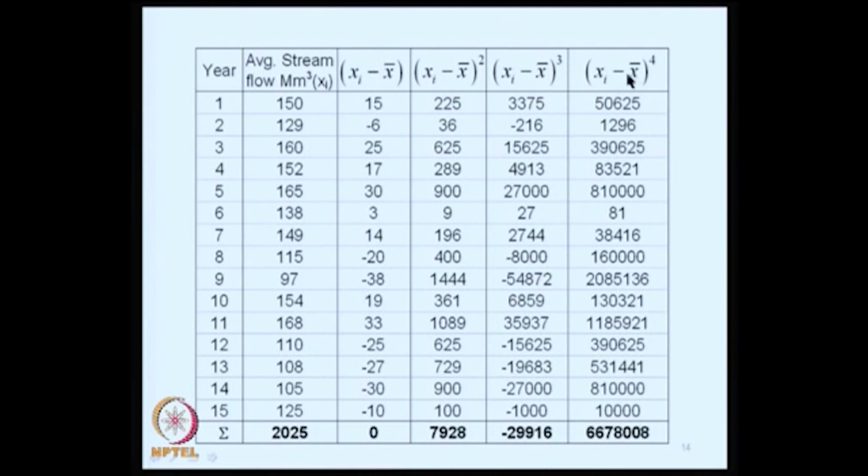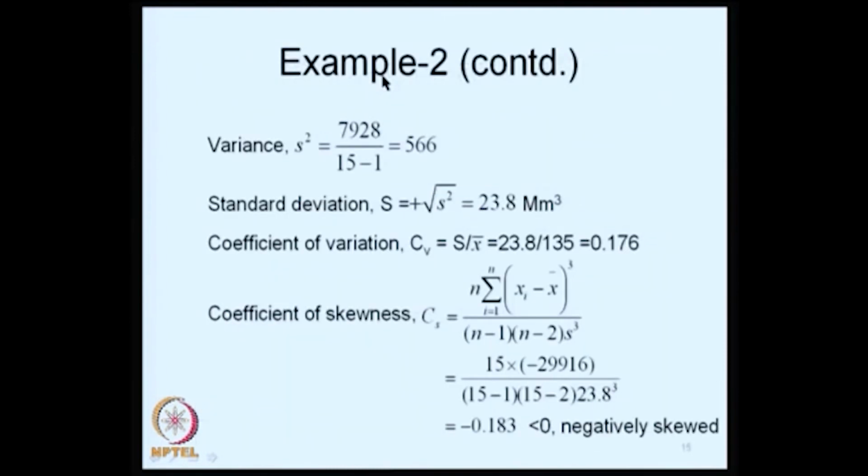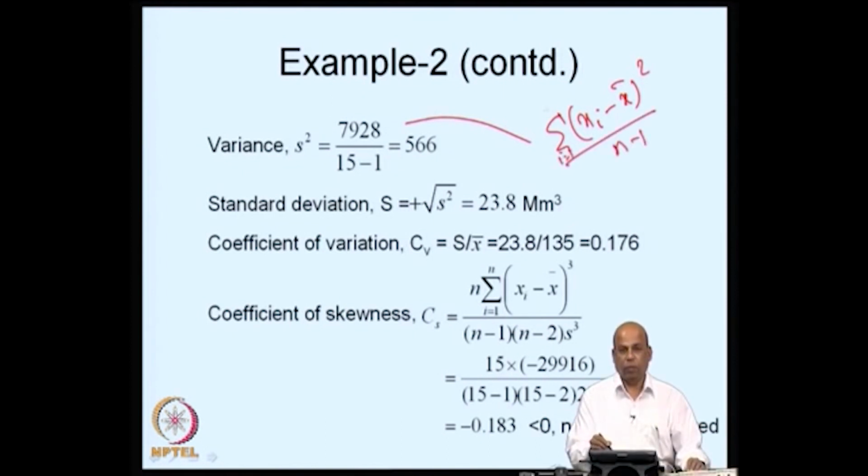Then you go to x I minus x bar the whole to the power 4, which is these values raised to the power 4. Sum them over and you get the fourth order power of the deviation x I minus x bar. Use these to get the sample estimates. For example, the sample estimate for the variance is the summation of x I minus x bar the whole square divided by n minus 1, where I is equal to 1 to n.